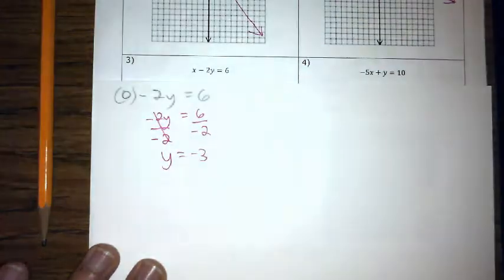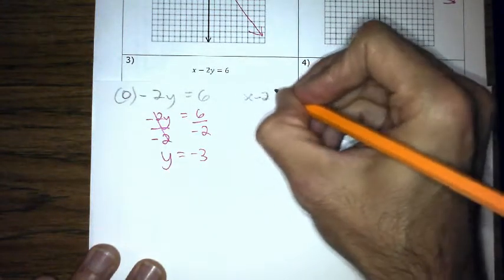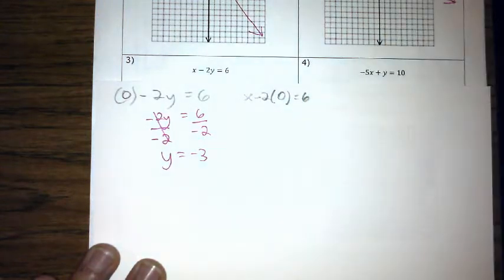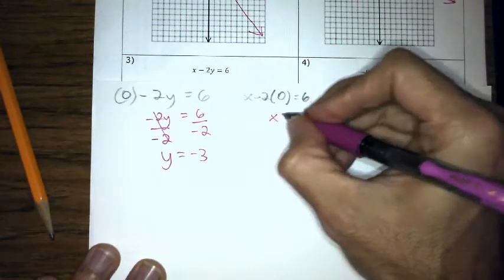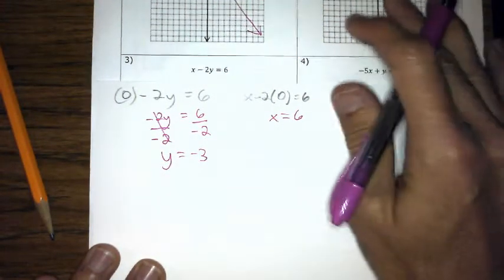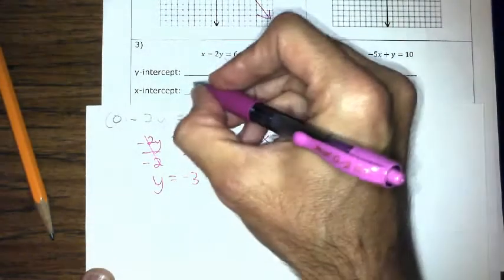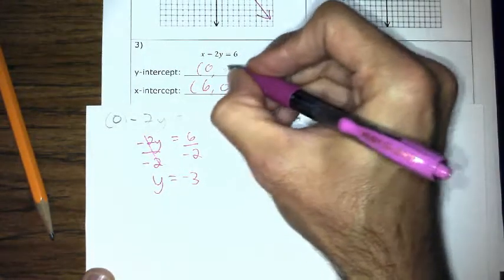Okay? Substitute 0 for the y value this time. So that would be x minus 2 parentheses 0 equals 6. The negative 2 times 0 is gone, so that would just give me my x. Right? That one is much easier. And of course, we need the intercept, so that would be 6, 0, and 0, negative 3.